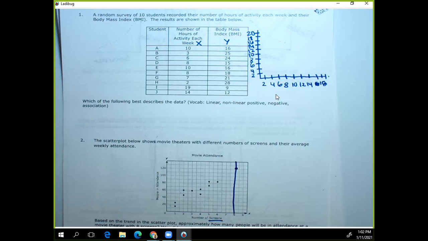There you go. That's 2. The multiple of 2.